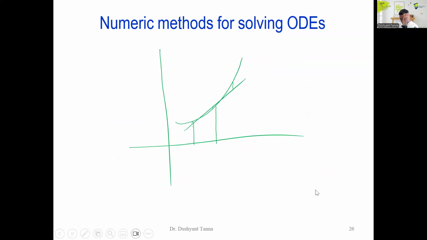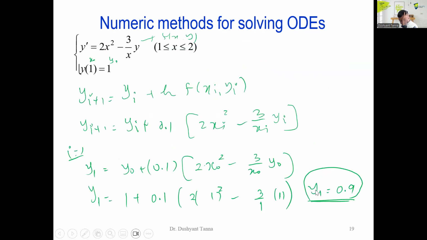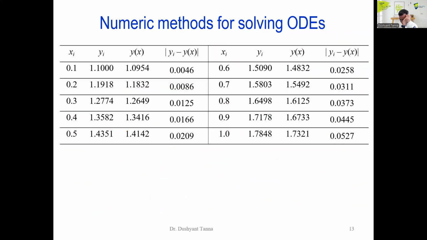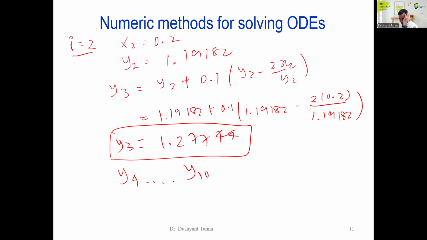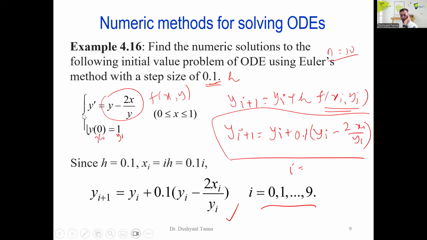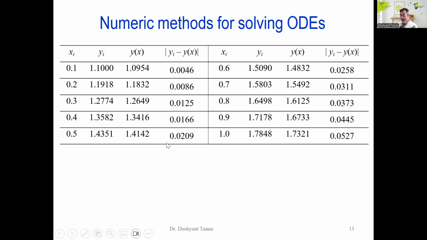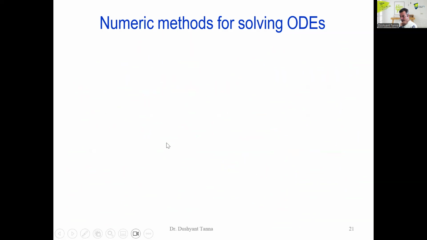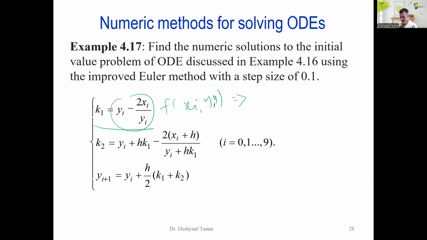If you wanted to go back, I can quickly take you to 4.16, because that's a few slides earlier. So you can note down what exactly f of x, y is: y minus 2x over y. Note it down if you have to. F of x, y, that's what we are using. So you get k1 as y_i minus 2x_i over y_i.